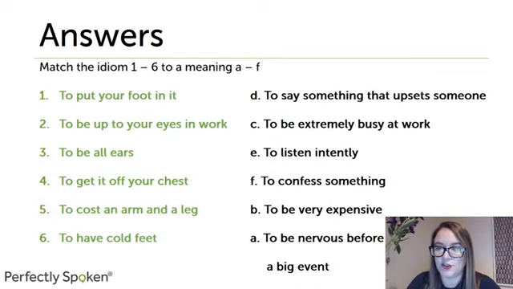Number 5, to cost an arm and a leg means to be very expensive. And number 6, to have cold feet means to be nervous before a big event, and often that you don't go through with it. You're so nervous you are unable to continue.